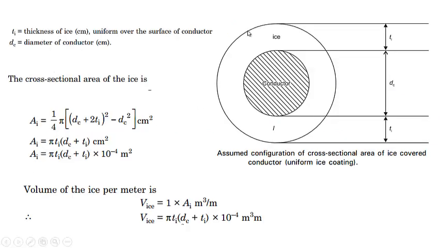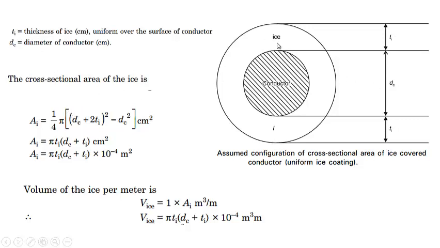So this is the conductor. We are assuming a uniform distribution of the ice over here, or uniform accumulation of the ice over the conductor. Let dc be the diameter of the actual conductor and ti be the thickness of the ice over the conductor. Both of these distances are calculated in centimeters.